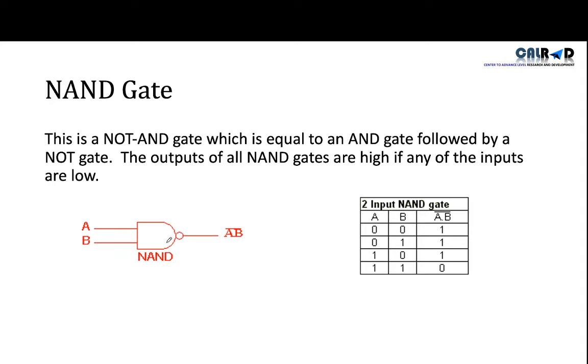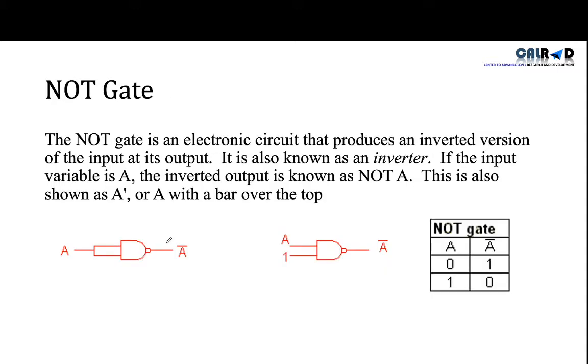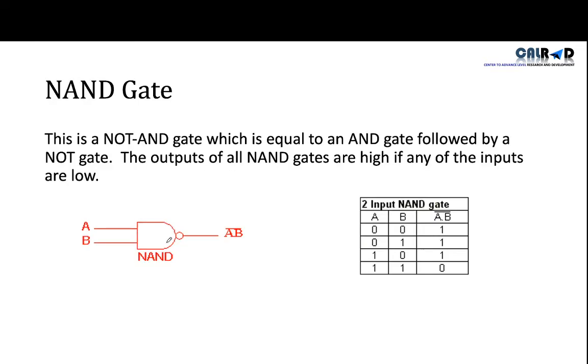This is a NOT AND gate, which is equal to an AND gate followed by a NOT gate. Previously we studied the NOT gate. What is a NOT gate? A NOT gate is an inverter: 0 gives 1, or 1 gives 0. So it is actually a NOT AND gate. This means it is doing NOT with the AND. This is the AND gate and here there is a NOT.